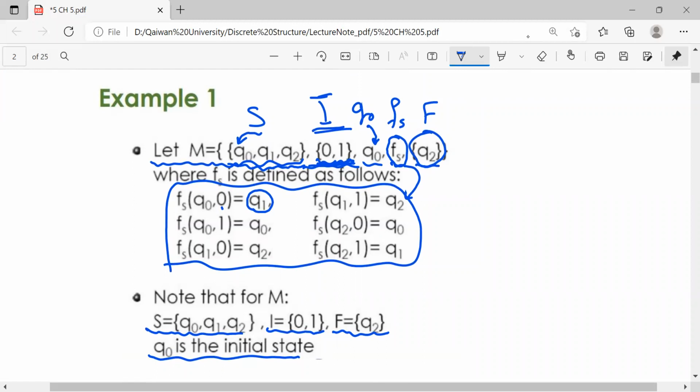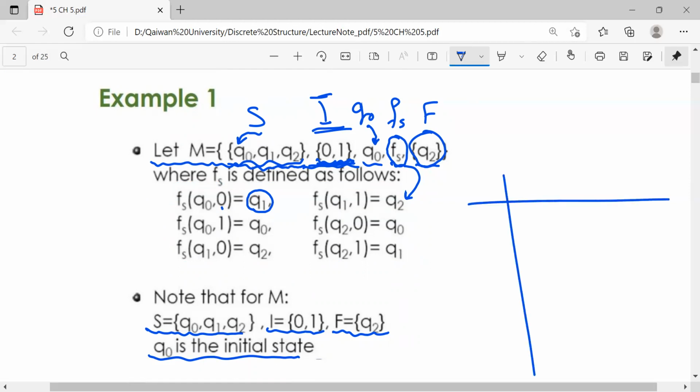In this example, we must find the transition table and the transition graph. We must find these two. What's the transition table? The transition table can be obtained from the defined function. From this function, we can write down the transition table.